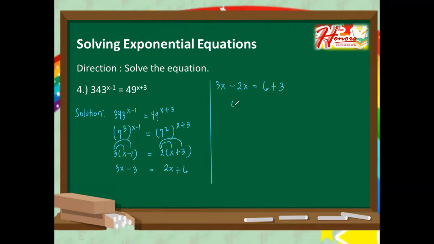Why? Because 3 minus 2 is 1, and then you have to copy the variable. I did not write 1 because, as I have mentioned in our previous video, 1 is an invisible number when used as a numerical coefficient. And also, it is invisible if it is used as an exponent. So we have to simplify the right side of the equation, so that's 6 plus 3, and that's 9. So we have here x equals 9 for number 4.